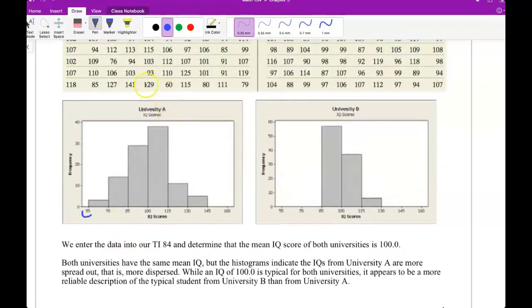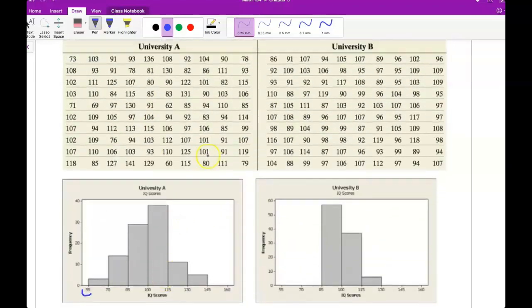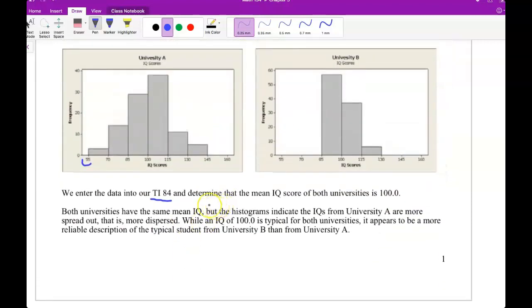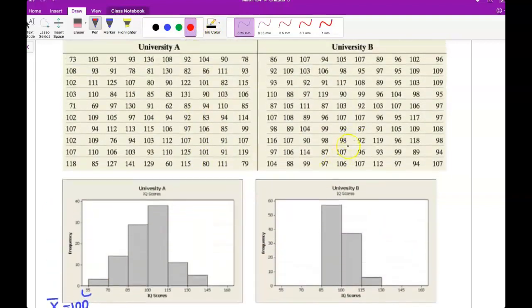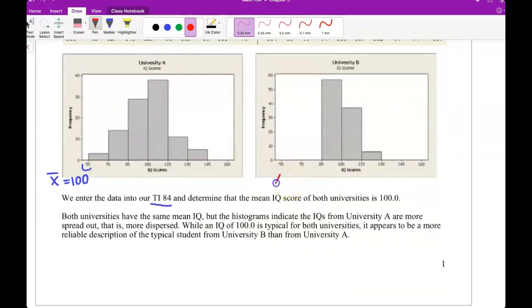And we can enter all these data that we have for each university into our TI-84. I don't want to enter these right now, so I already did. For University A, since this is a sample, we're going to use x bar for the mean. It's equal to 100. For University B, based on these numbers, the sample mean is again 100. So we have the same sample mean.